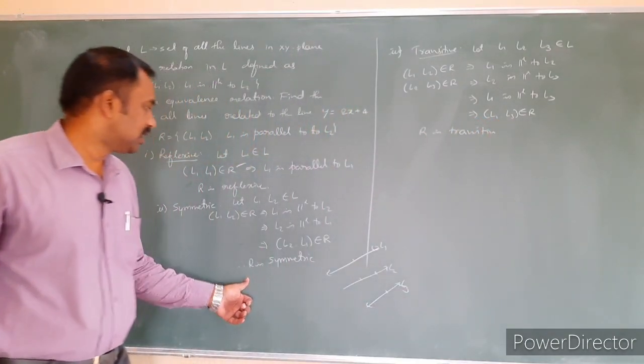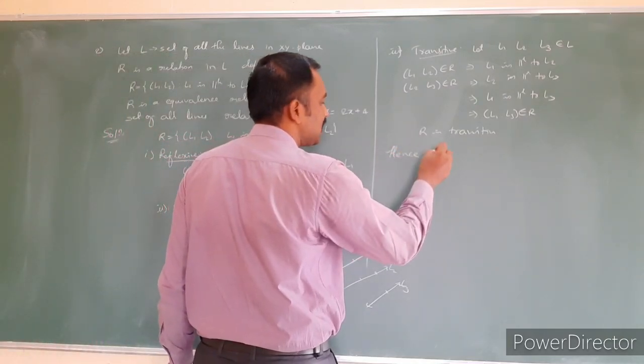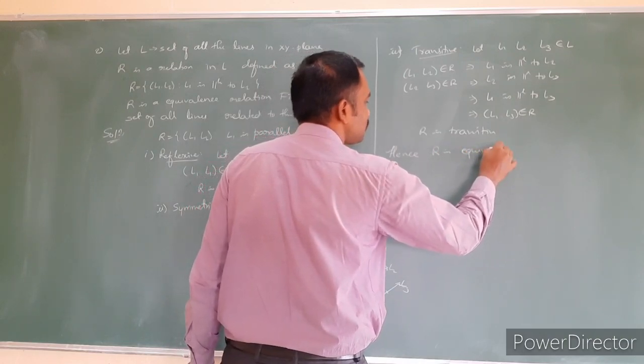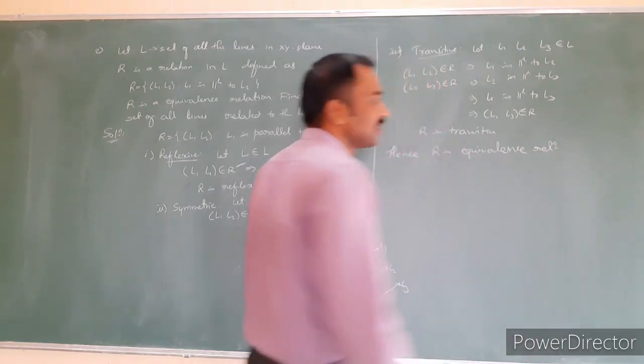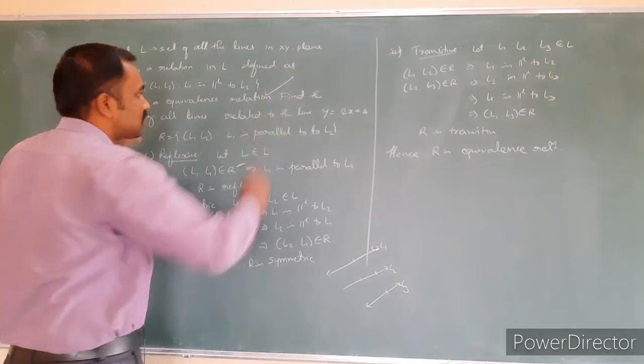We already got that R is reflexive and symmetric. Hence we can give the final conclusion: relation R is an equivalence relation. Relation R is an equivalence relation. Hence one part of the question, showing that it is an equivalence relation, is over.